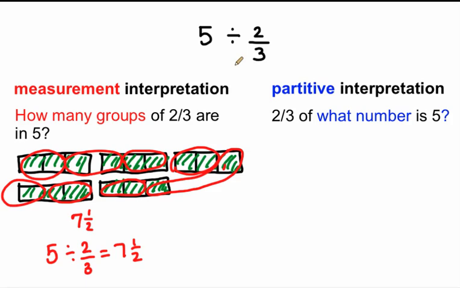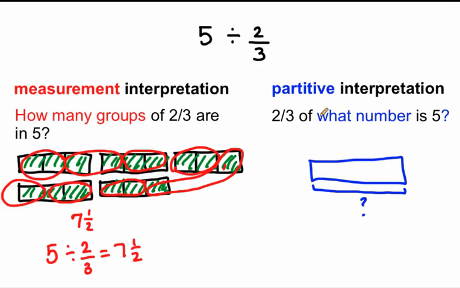The other way to think about a division expression is to use the partitive interpretation, or think about it in terms of trying to find a part. So with partitive, you're given a certain part of what the whole is, and you're trying to find out what the whole is. So this would be 2/3 times what number, or 2/3 of what number would be 5. So let's model this way. So the very first thing I have to do is model what my number is. So I don't know what that is, so I'm going to draw my whole, but I don't know what this number is. So I'm drawing the number I don't know yet.